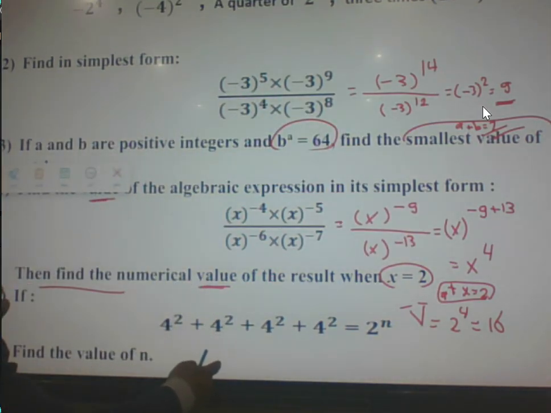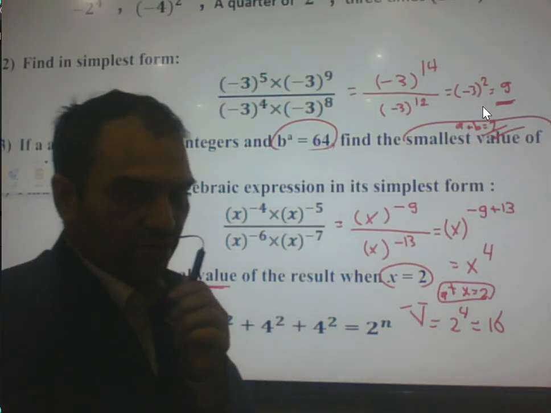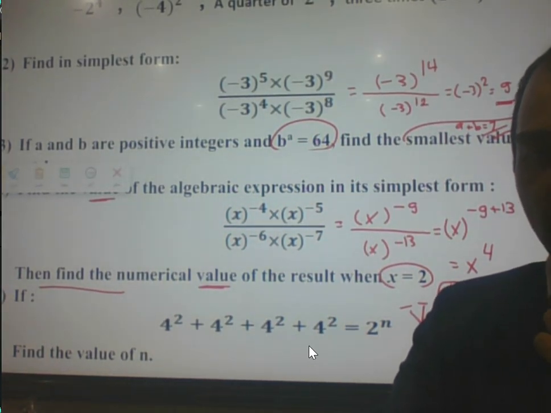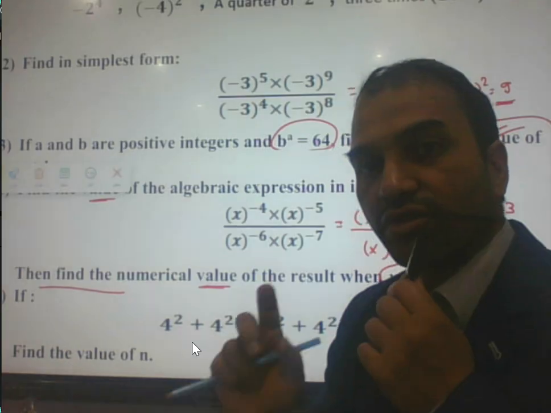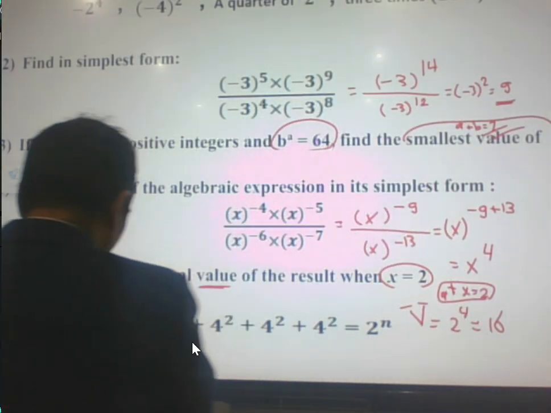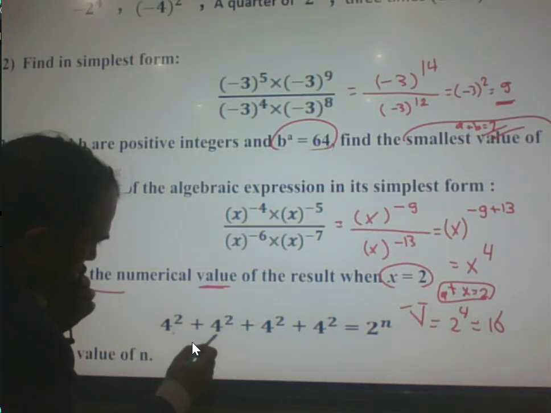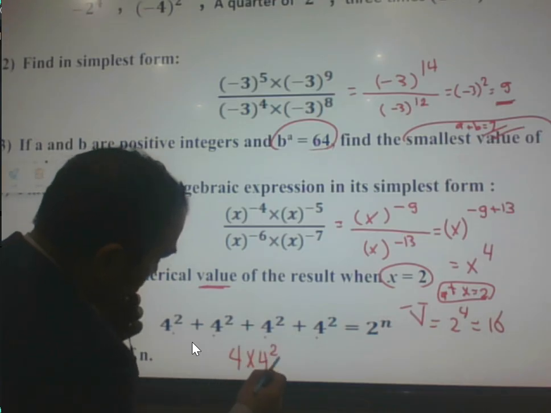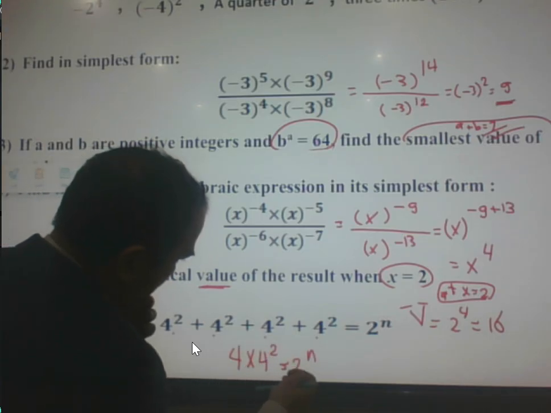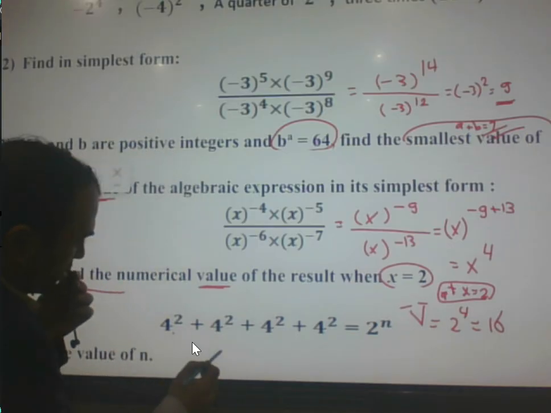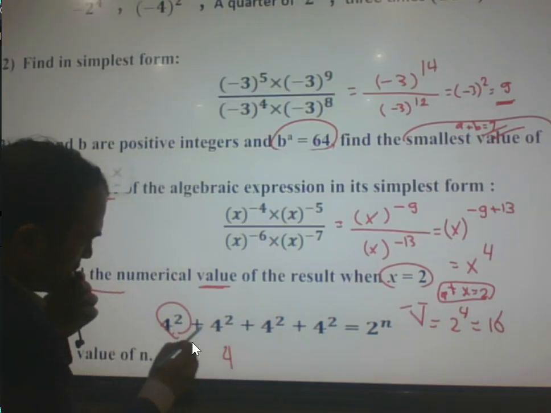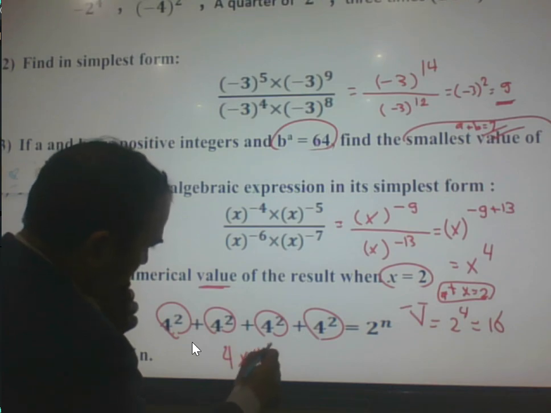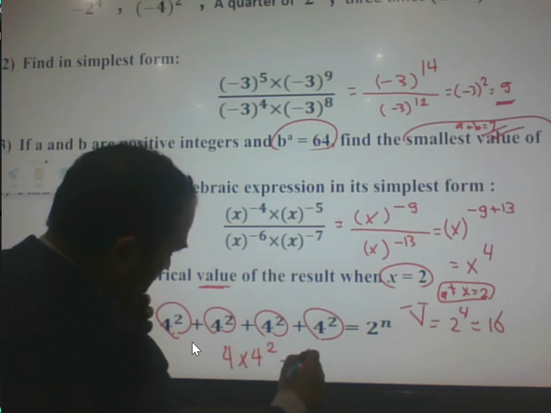Find the value of this expression. We have 4 power 2 plus 4 power 2 plus 4 power 2. How many times here? Look at it with me. 1, 2, 3, 4. It means 4 times 4 power 2 because we repeat 4 power 2, 1, 2, 3, 4. Then we can write 4 multiplied by 4 power 2 equals 2 power n. Okay? Understood? Listen to me again. 4 because we have 1, 2, 3, 4. 4 multiplied by 4 power 2 equals 2 power n.